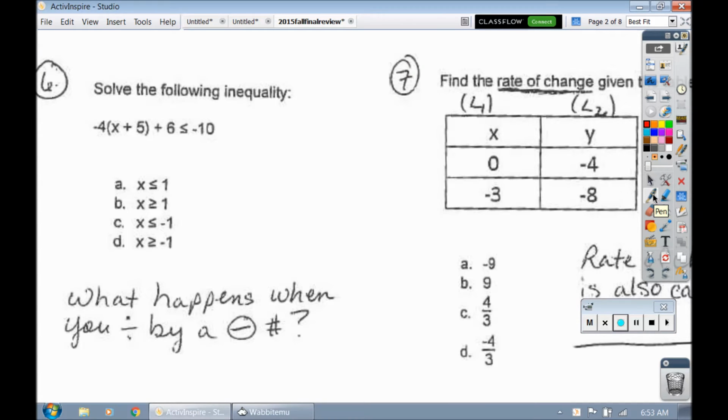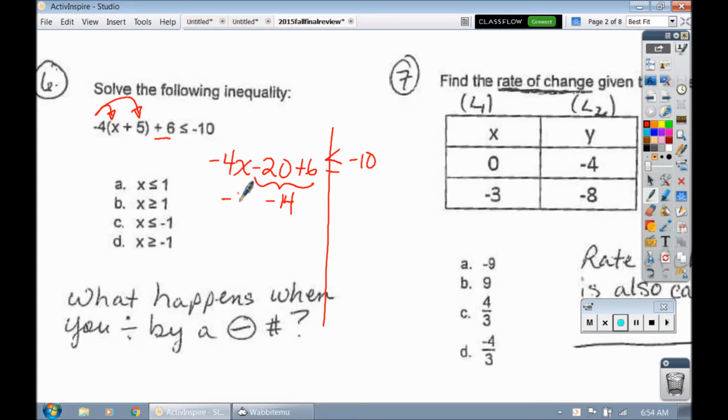Solve the following inequality. First thing that we need to do is distribute -4. -4 times x is -4x. -4 times +5 is -20. Bring down the +6. We are going to include our less than or equal sign and -10. Split it up and solve it like you would an equation. So we're going to combine like terms, bring down what we have, bring down our sign, bring down -10, start doing opposites. -14 on the left is going to become +14 on the right. So that will give us +4 on the right, -4x on the left.